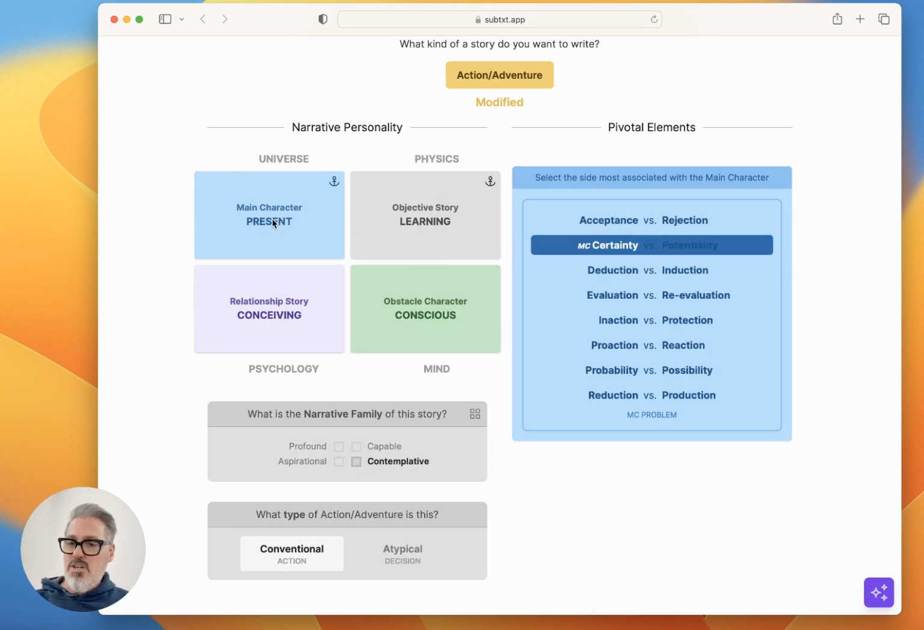Now you'll see this change to present, conceiving, conscious. These are all essentially saying the same thing, all looking at the same problem, but seeing it from a slightly different point of view. And that's what creates a complete story. That's what creates a cohesive narrative. So I hope that makes sense.